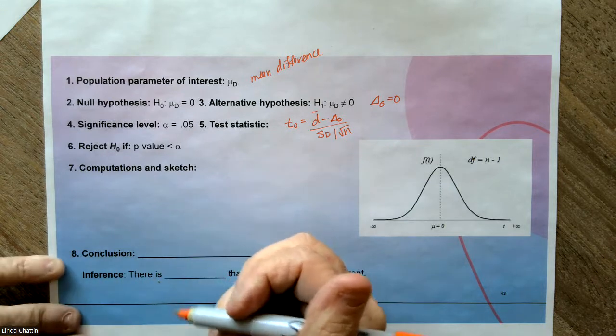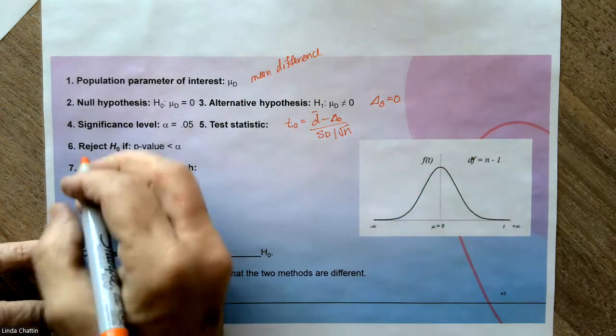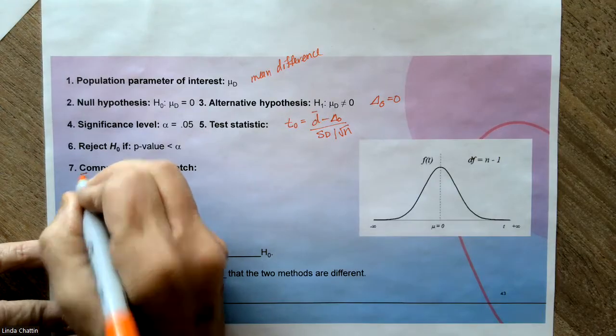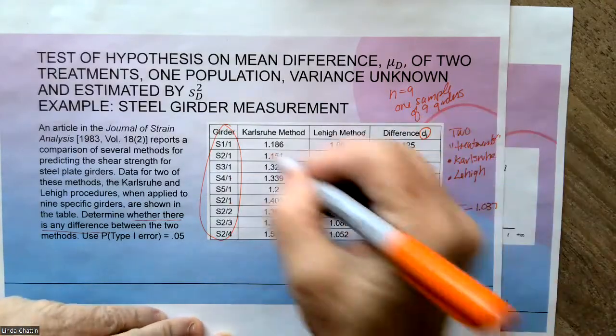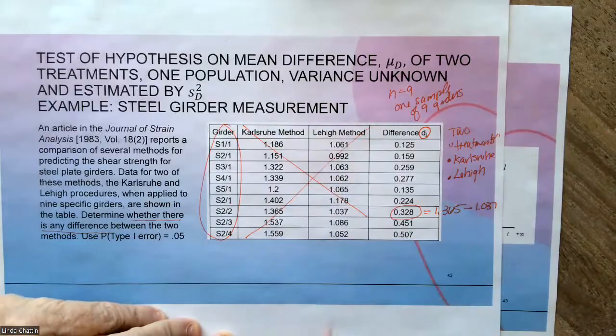So here are my computations. If you look at the average, let me go down here, right here. If I look at this difference column, so once I have this difference column, I do not care about this at all.